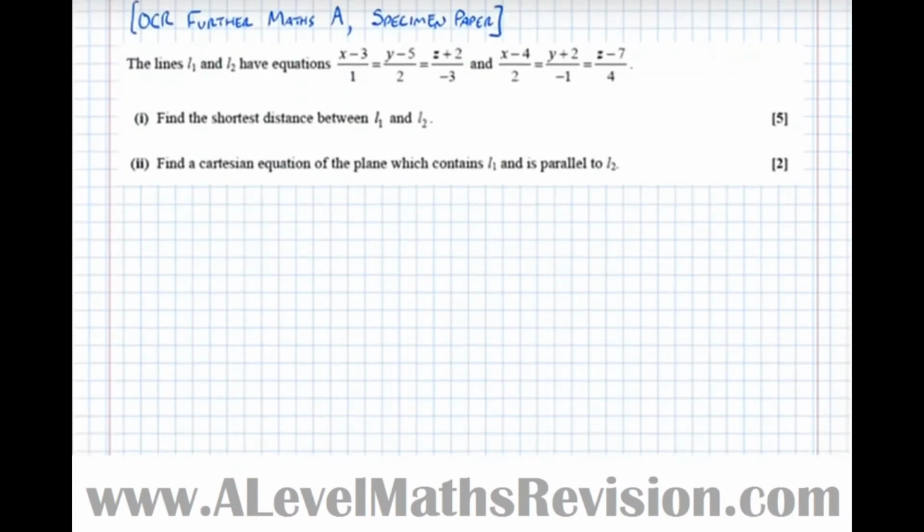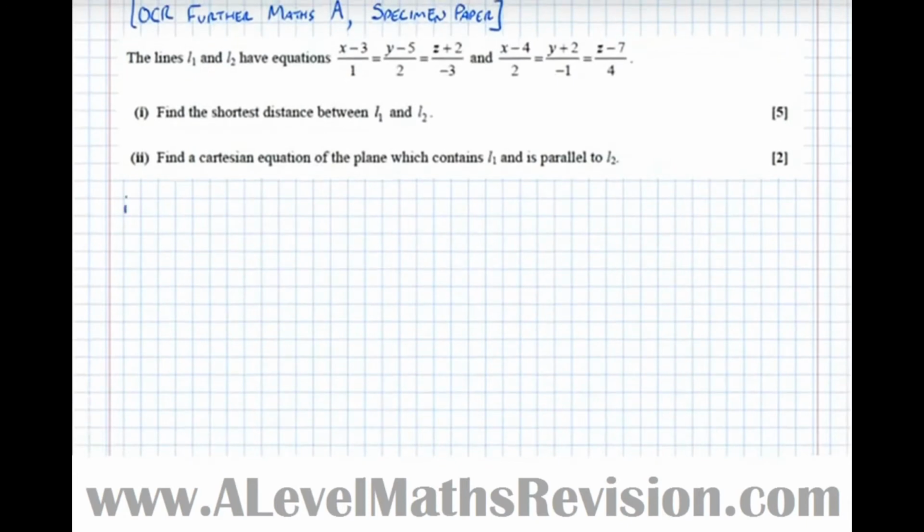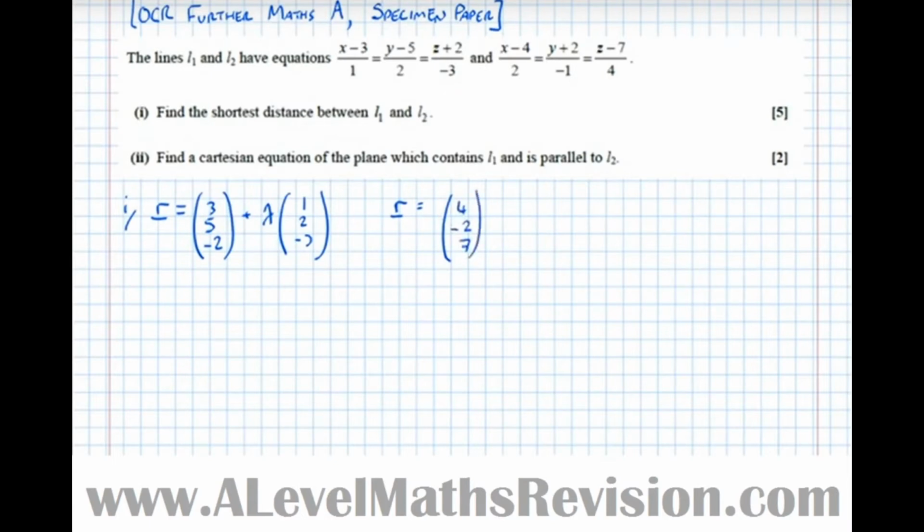So using that formula sheet there, we can see that in part one, this Cartesian equation has the vector form R equals (3, 5, -2) plus lambda (1, 2, -3). And this one here has equation R equals (4, -2, 7) plus, and we'll use a different letter to lambda, let's use mu, (2, -1, 4). So we've got it in a more helpful format.